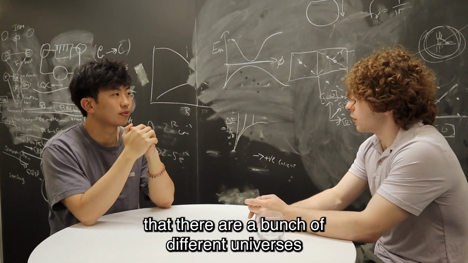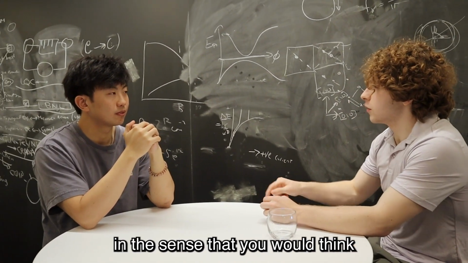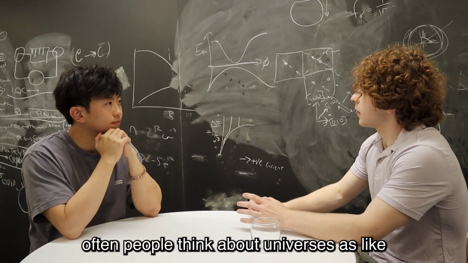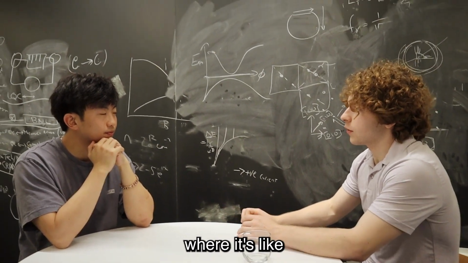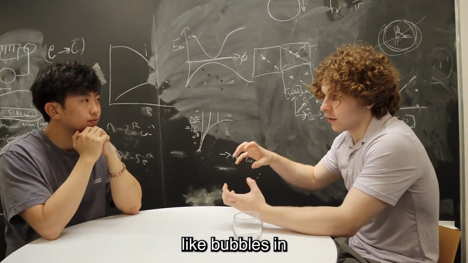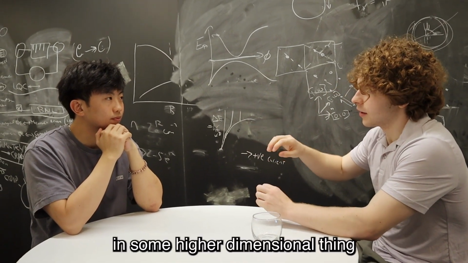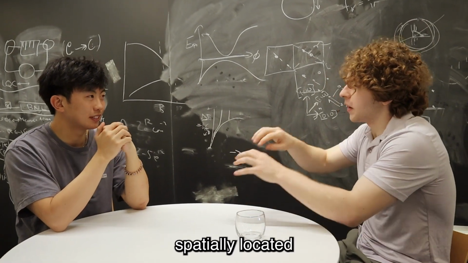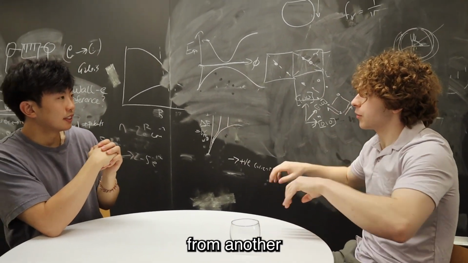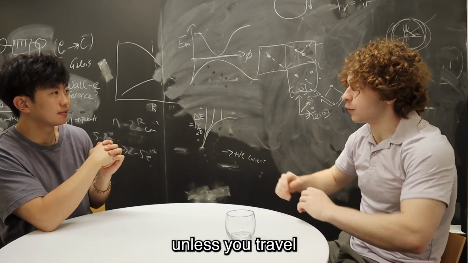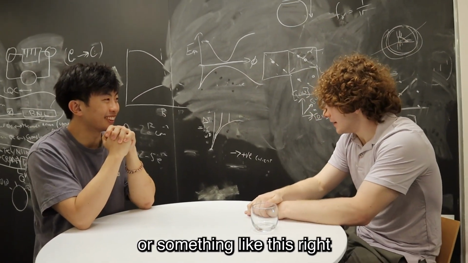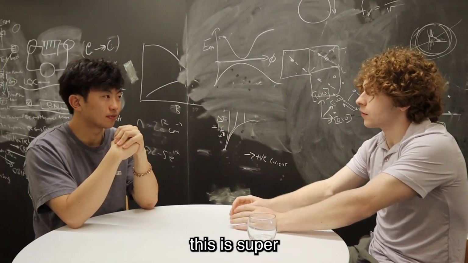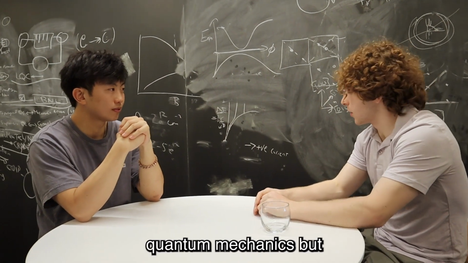The one thing that I will say, just to clarify with many worlds, is it's not necessarily saying that there are a bunch of different universes in the sense that you would think, right? Often people think about universes in a sci-fi kind of way, like little bubbles in some higher dimensional thing that you can travel between. Or spatially located in different spots, so far away from each other that you can't reach them unless you travel through some warp or something. But my interpretation might not be fully correct. Again, this is super deep into the weeds of interpreting quantum mechanics.